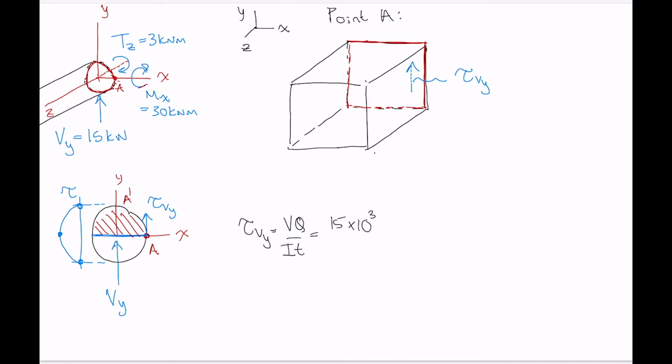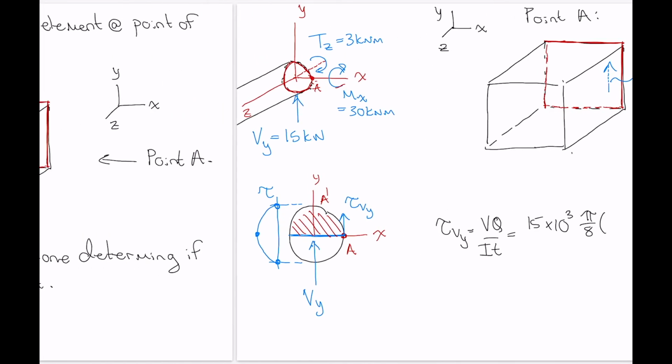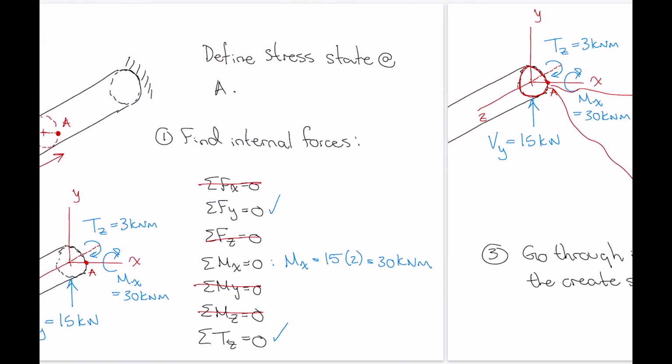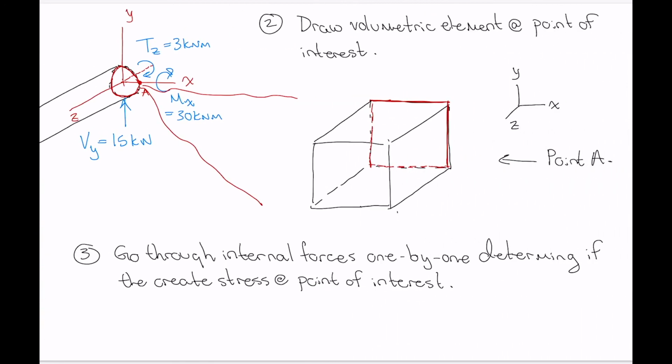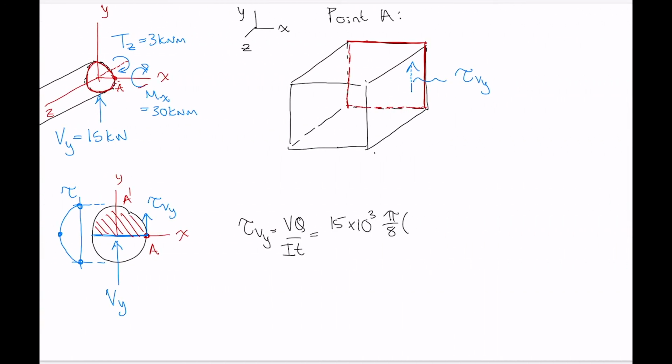So for our area A prime, we've got pi over 4 d squared divided by 2, so that's pi over 8 d squared. And what did we say? This was 100 millimeters in diameter? Yeah, 100 millimeters in diameter. So 0.1 to the 4, so that's that semicircular area.